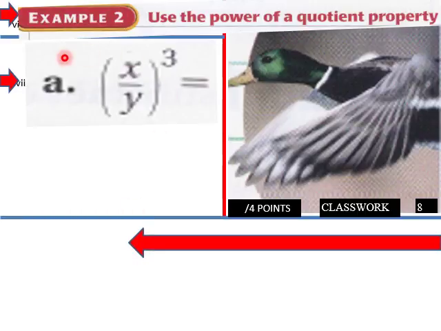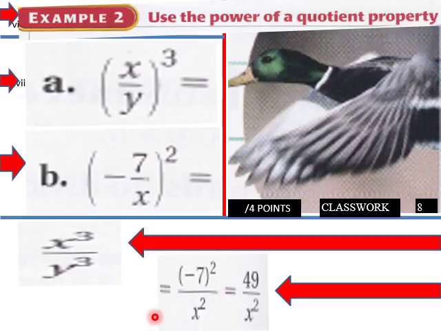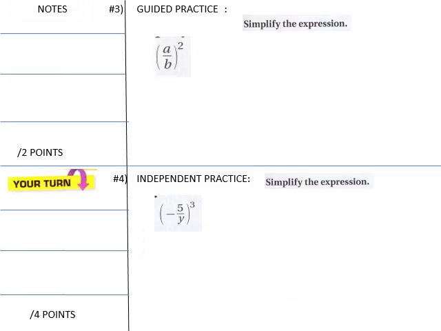Example 2. We have a situation here. What's this, class? x to the 3rd over y to the 3rd. And then this situation, negative 7 over x. Negative 7 squared over x squared will be 49 over x squared.